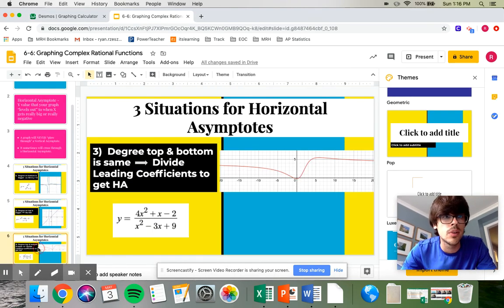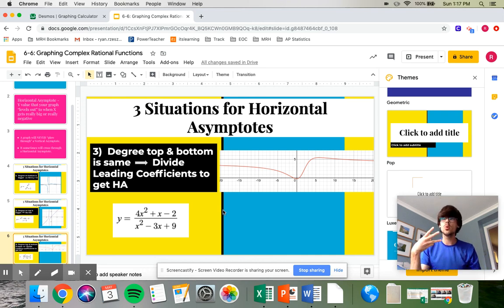So my third and final scenario, if you have the same power at top and bottom, you divide your leading coefficients, and that's how you figure out your horizontal asymptote. So when you have fractions with variables, those are the 3 scenarios you have to be able to look out for to decide where your graph will level out.